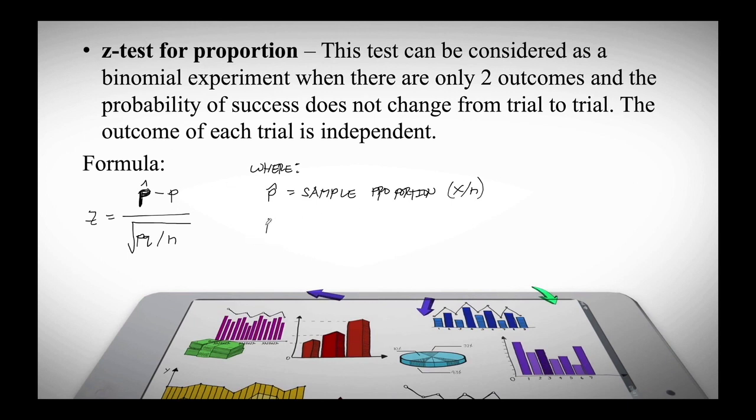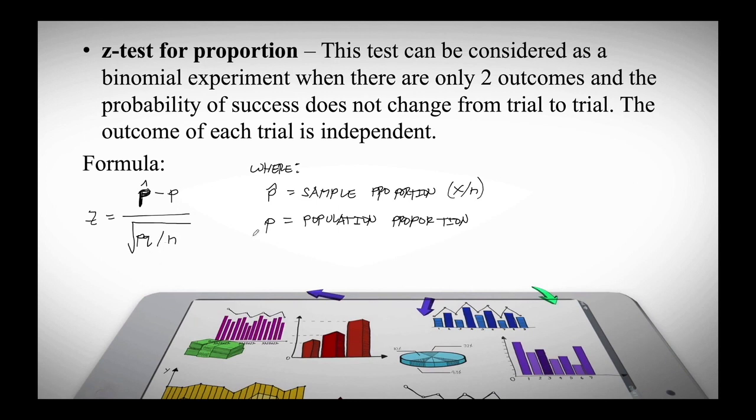Now, we have this z, that is the z-test for proportion. We have this p, now without the hat. This is the population proportion. Don't forget this. Population proportion. Next, we have the n. I know you already know this n. Number of observations in the sample.